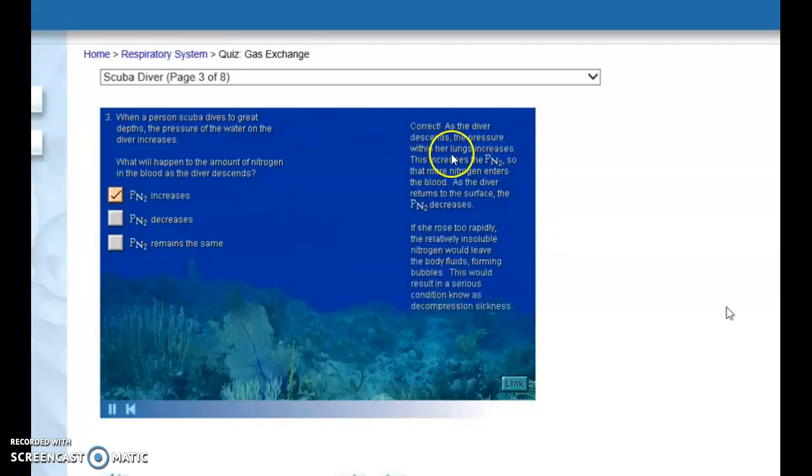As we see in our explanation here, as the diver descends, the pressure within her lungs increases. This increases the partial pressure of nitrogen so that more nitrogen enters the blood. As the diver returns to the surface, the partial pressure decreases. If she rose too rapidly, the relatively insoluble nitrogen would leave the body fluids, forming bubbles. This would result in a serious condition known as decompression sickness, or the bends. That's why she'd have to go into a decompression chamber so it could come out of the blood easier.